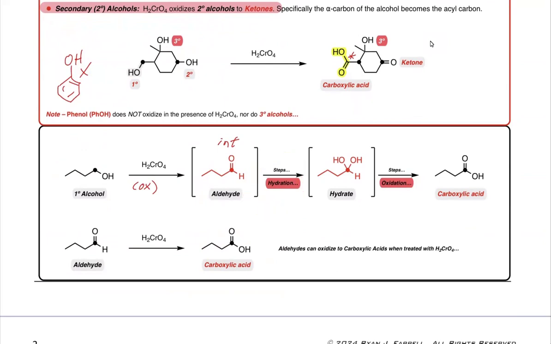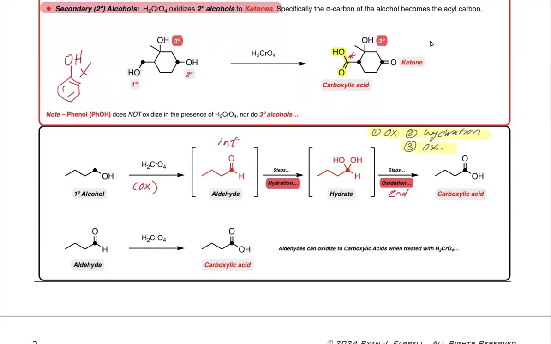Consider that we're in aqueous acid here. It will form a hydrate. Imagine protonating the carbonyl, and water then attacks and bonds. We form a hydrate, and then there's a second oxidation where we oxidize the hydrate to the carboxylic acid. So conceptually, there's an oxidation, then a hydration of the aldehyde intermediate, and then another oxidation. An oxidation, a hydration, and then another oxidation takes place.